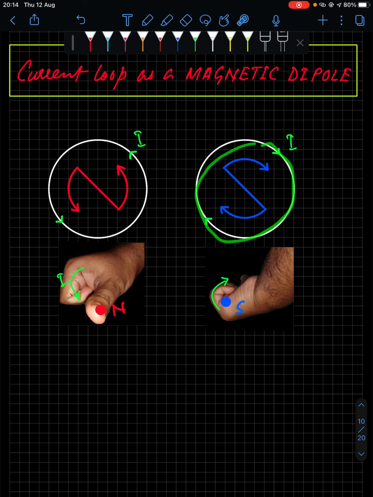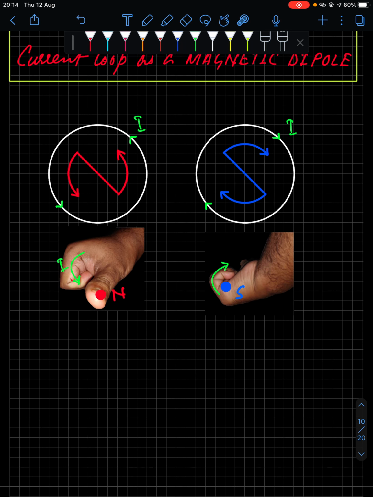Now in the other diagram you can see the current is flowing in the clockwise direction. It was anti-clockwise in the first diagram, here it is clockwise. So when the current flows in the clockwise direction, you apply the right hand rule in this manner. The direction in which your fingers curl is along the direction of the current, right? Then you see your thumb is pointing into the page. So the north pole is behind the page, and the south pole is above. So you write south in such a manner that it shows you the direction of the current.